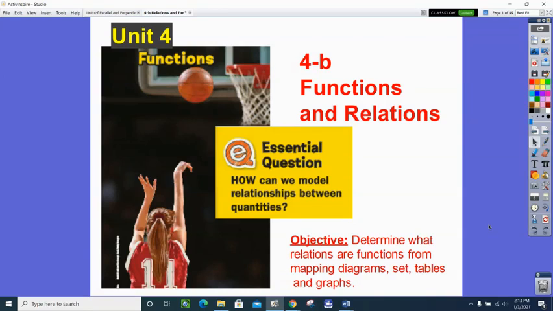Let's take our discussion of relations one step further and start talking about what a function is. We're still modeling relationships between different quantities, but today we're going to determine what relations are something even more specific called a function. And we're going to look at mapping diagrams, sets, tables, and graphs.